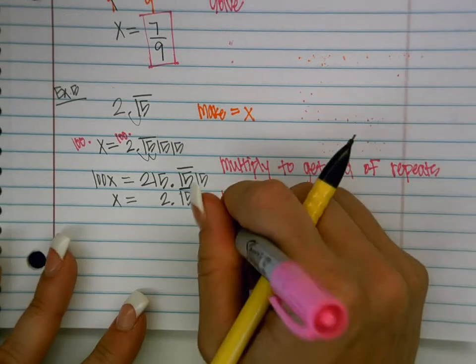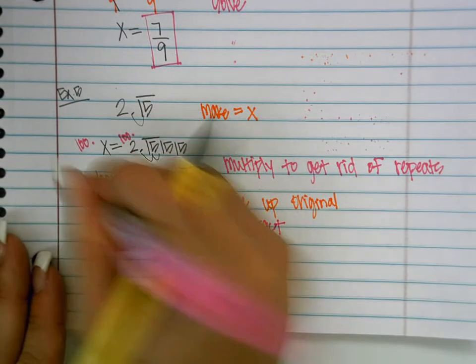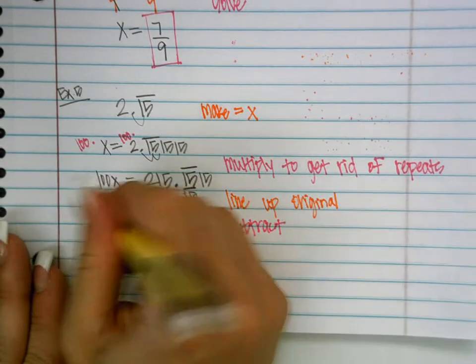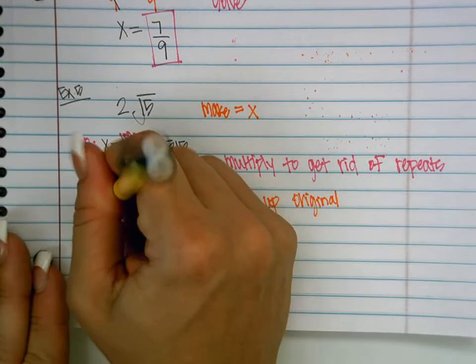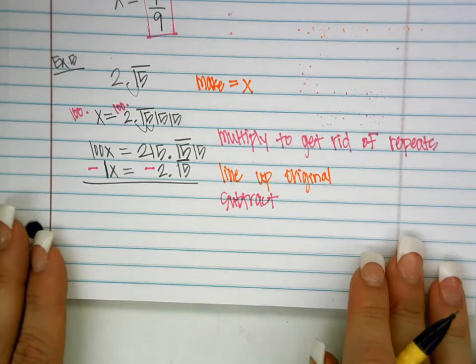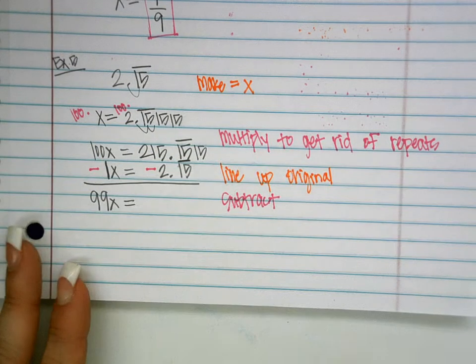Subtract. Okay, so we subtract this. If you subtract, what's 100x minus 1x? 99x's. Equals, what happens when you do this subtraction?